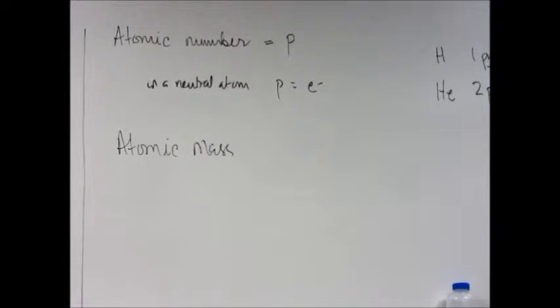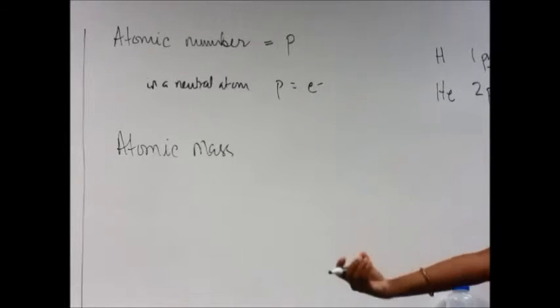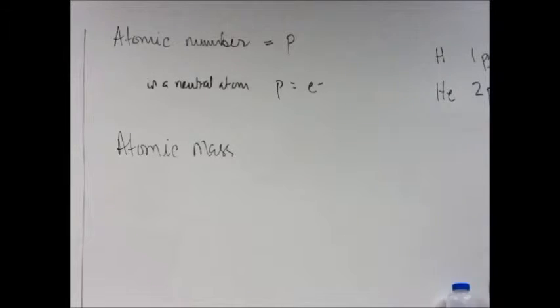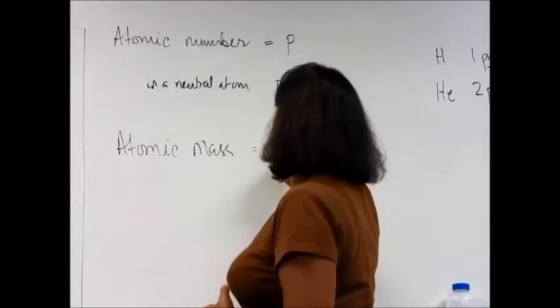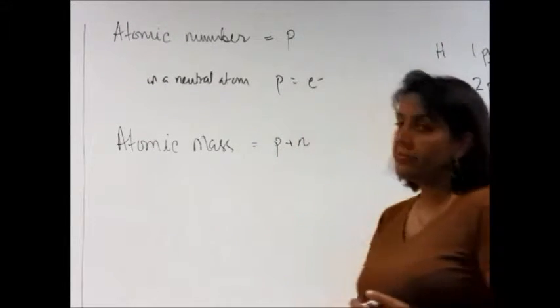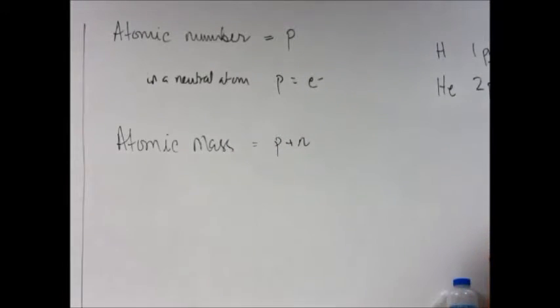Good. Now remember, protons are found in the nucleus, electrons are found outside. Don't forget that part. Atomic mass is protons plus neutrons. Do you have a question?